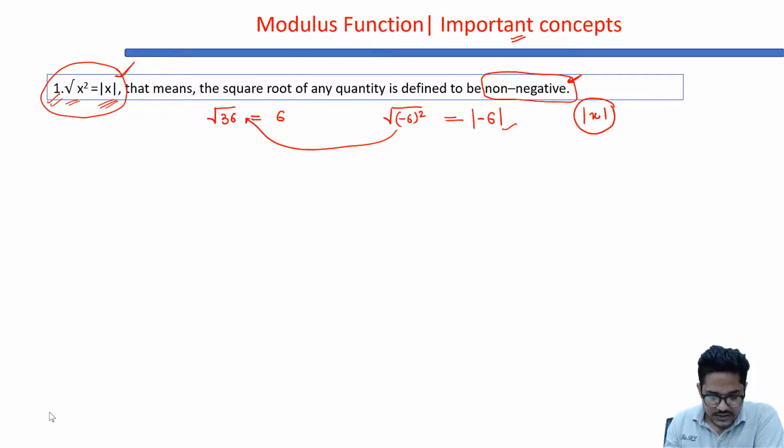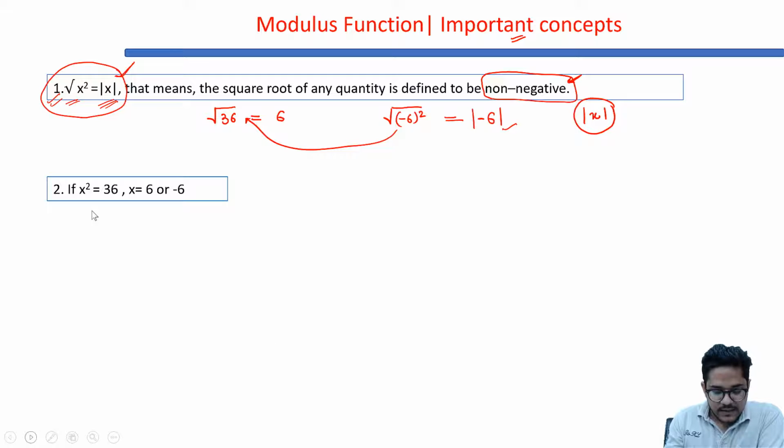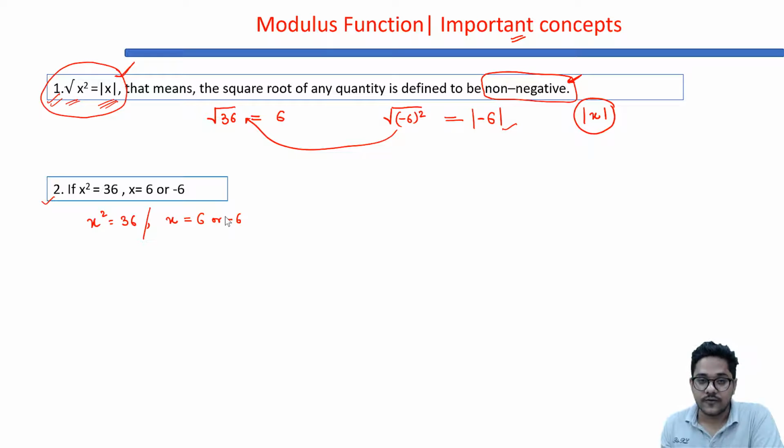Now let's look into another concept. As I've explained, if x square equals 36, then x can have two values. x can equal 6 or it can equal minus 6. But in case of the square root of x square, x will always have a positive value, or modulus value. We'll try to get the modulus value of the given function.